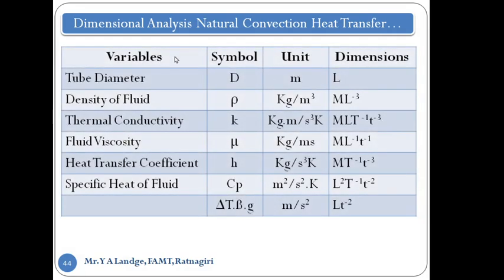So this is the table, where you can write the variables. The variables are tube diameter, density of the fluid, thermal conductivity, fluid viscosity, heat transfer coefficient and specific heat of the fluid, and the symbols are d, rho, k, mu, h, cp. Now we write the units. So d is in meter, density we know is kg per meter cube, and conductivity we already wrote in terms of mass, length, time and temperature: kg meter per second cube per Kelvin.